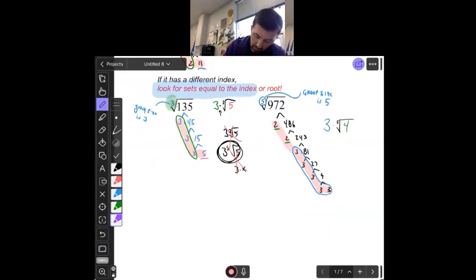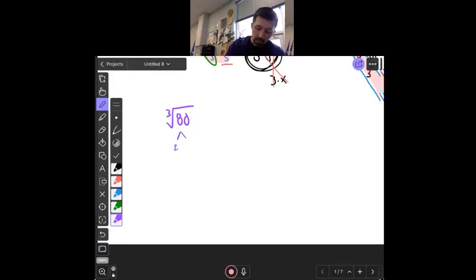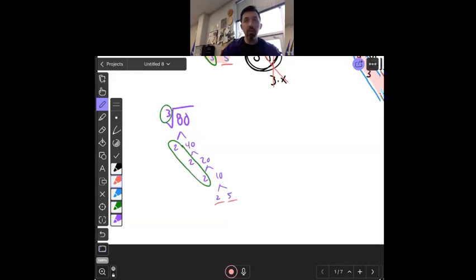If I do the cube root of 80, I want to break that down, which is 2 times 40, 2 times 20, 2 times 10, 2 times 5. Our group size needs to be 3. So we do have a group of 3 2s. Then we have a lonely 2 and a lonely 5.